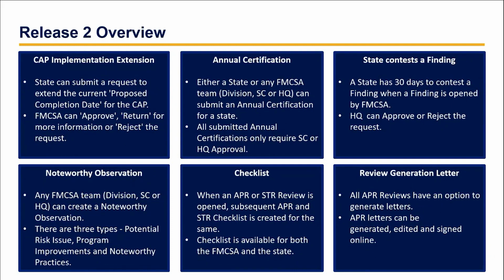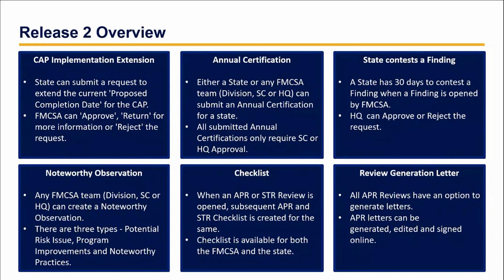Another feature that we are going to implement is annual certification. Any user, either a state or any FMCSA user, can submit an annual certification. All annual certifications will only require service center or HQ approvals. State contests a finding. So state has only 30 days to contest a finding. And when a state contests a finding, it goes to the HQ to approve or reject.